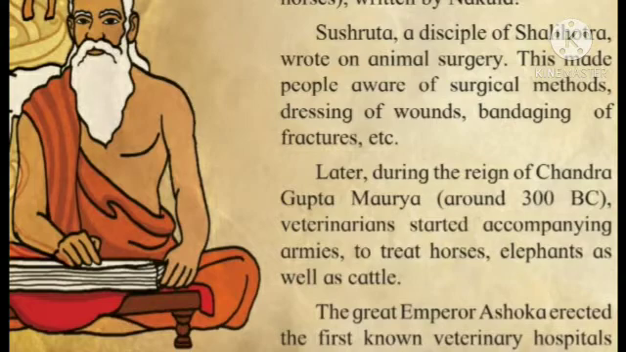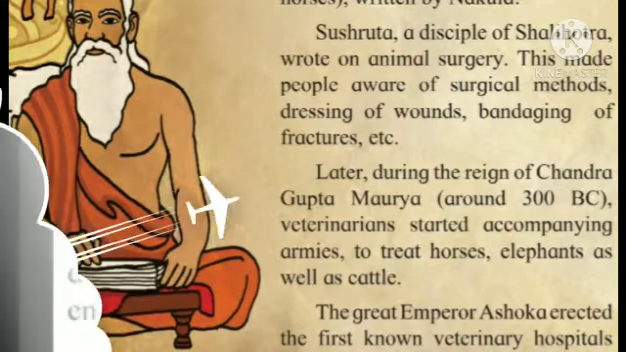The great emperor Ashoka erected. Now, what is meant by erected? Erected means to set up or build. So here the great Emperor Ashoka built the first known veterinary hospital. So King Ashoka made the first veterinary hospital.